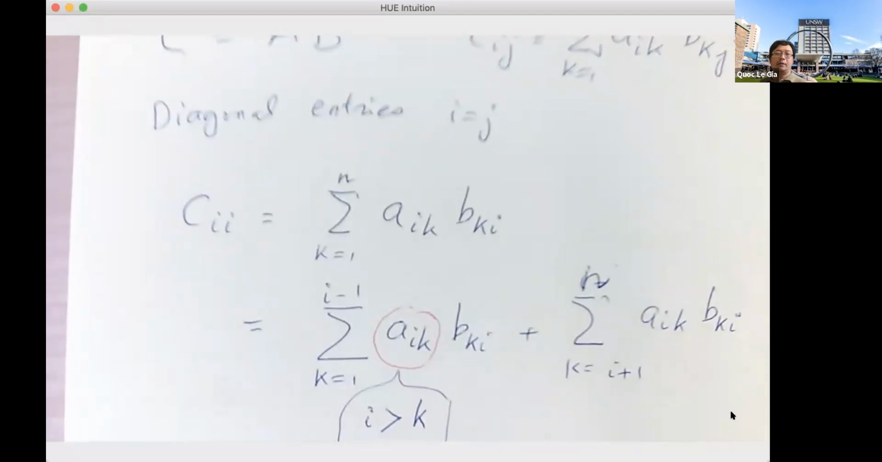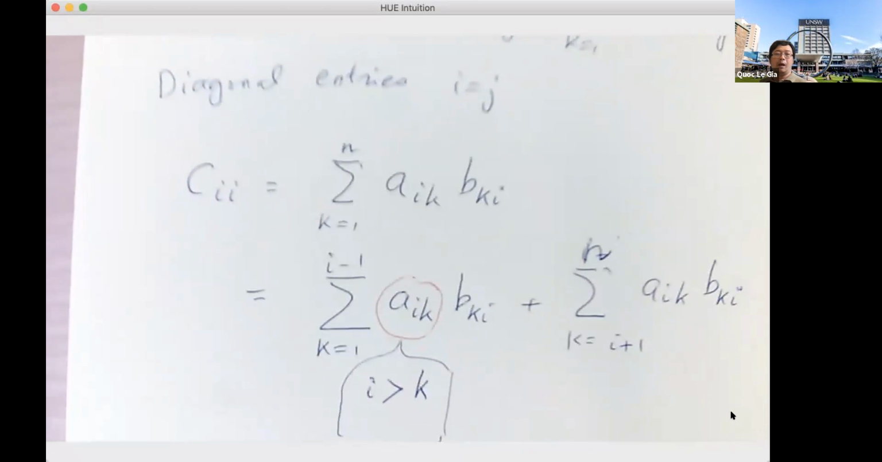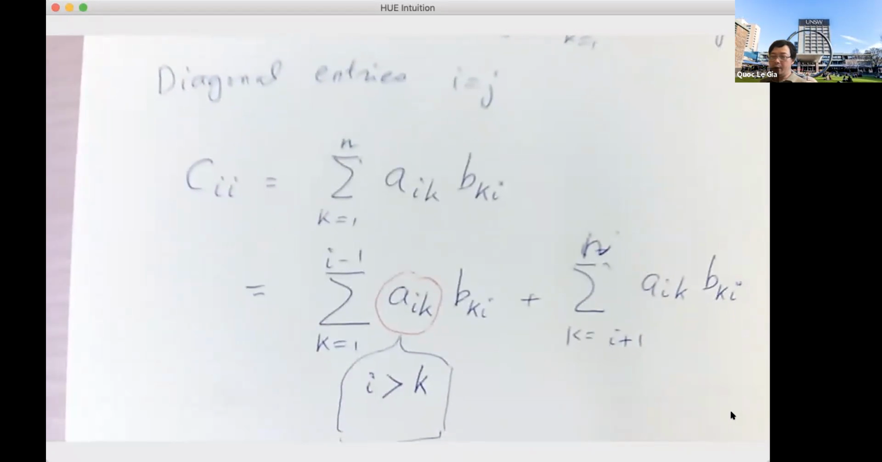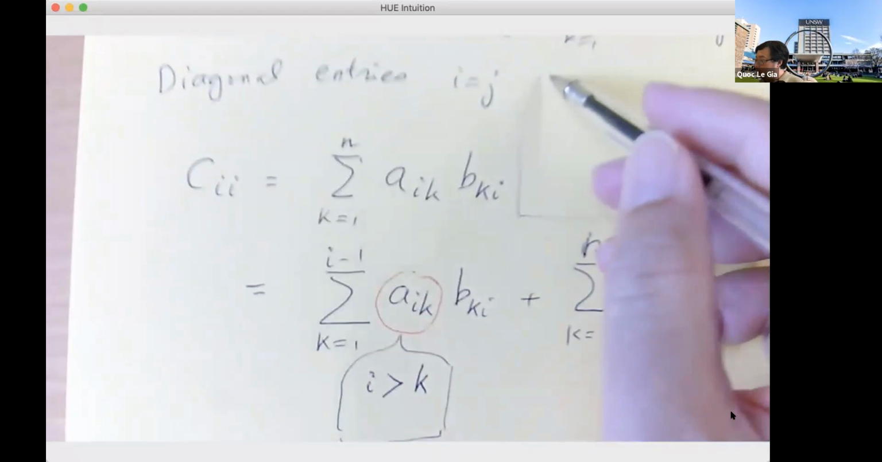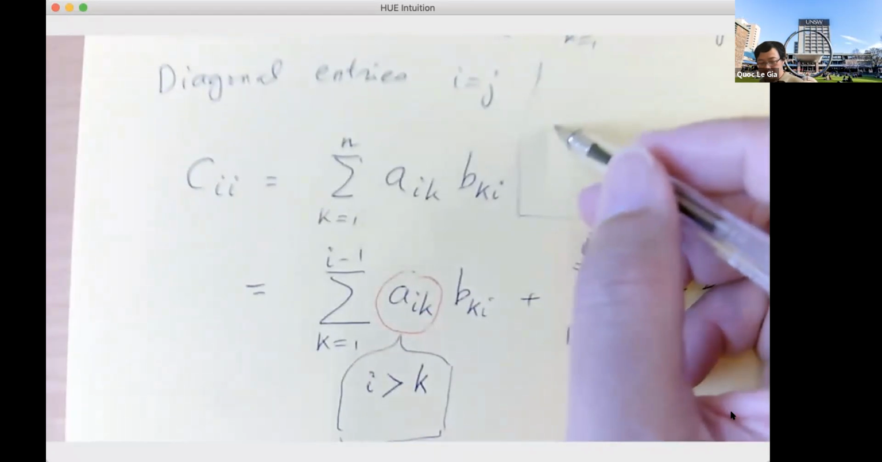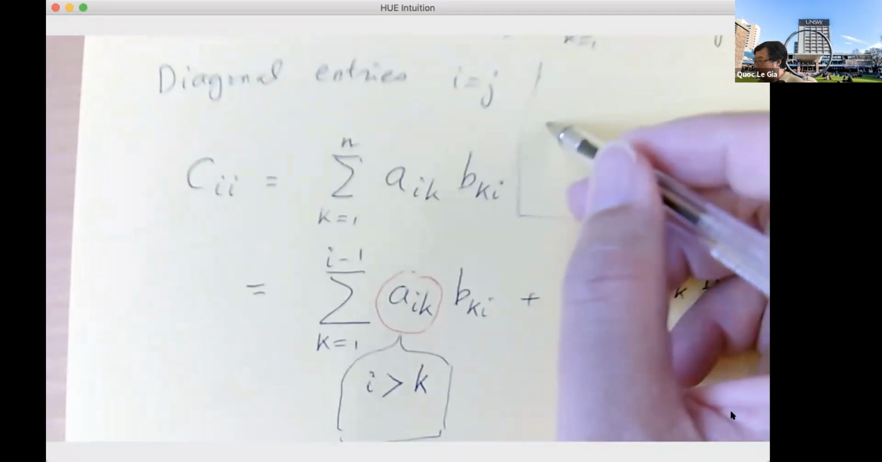Okay. So I bigger than K, because K stops at I minus 1. And now if you remember the definition of the matrix, so now I write down maybe up here. The definition of the matrix, you can look it up in the question.